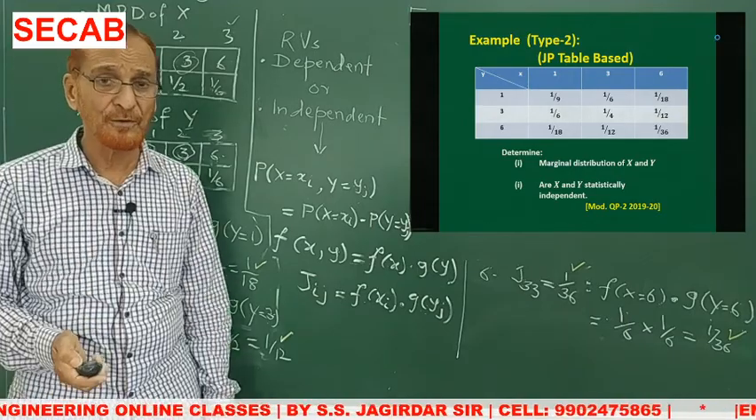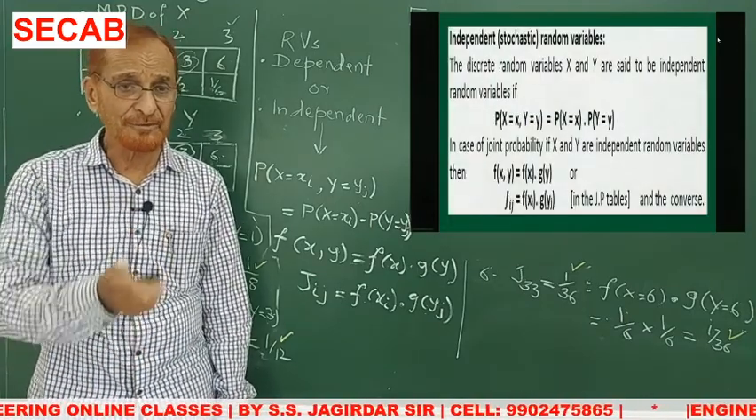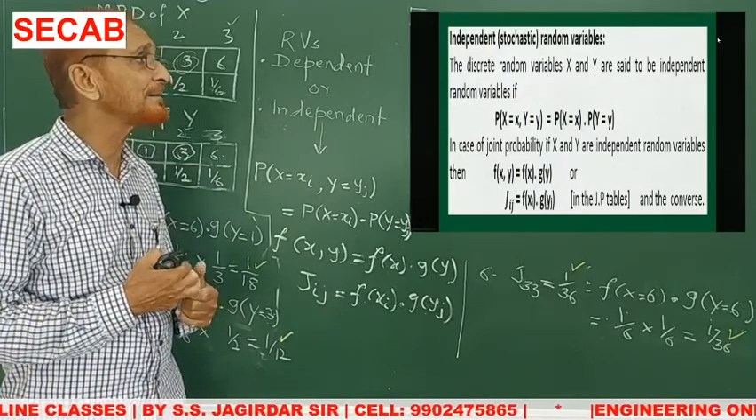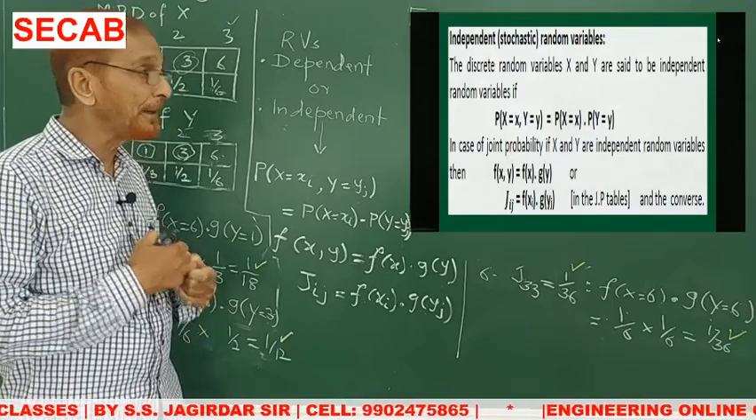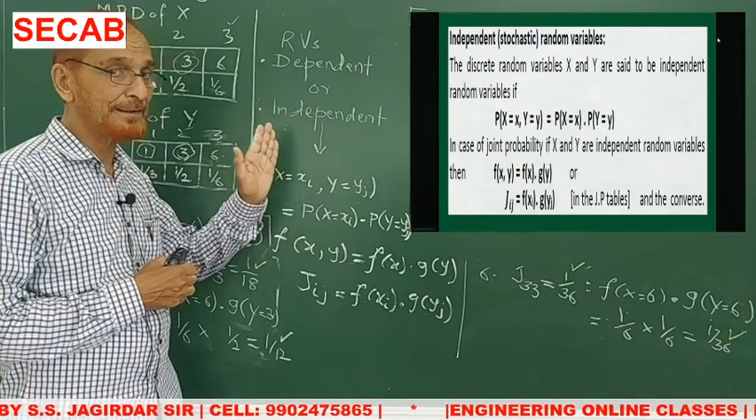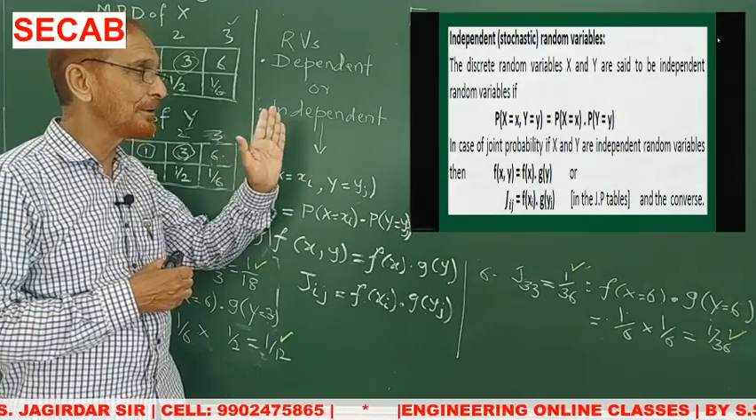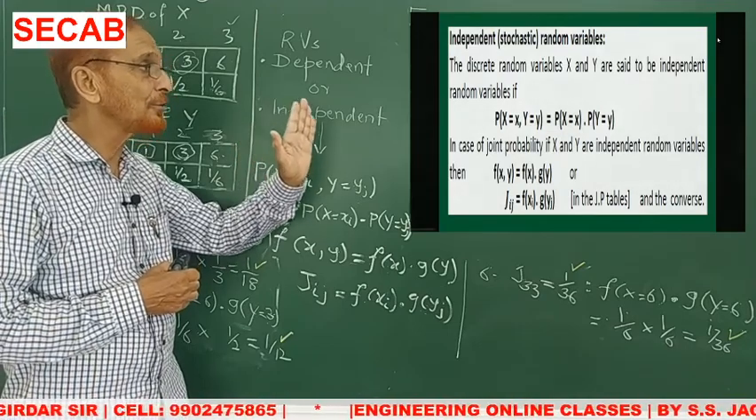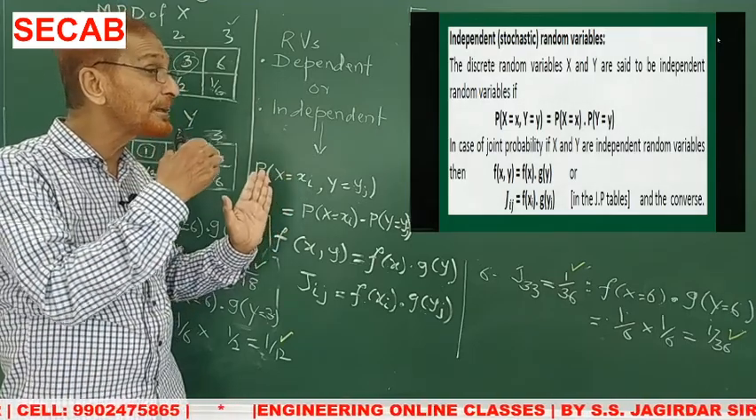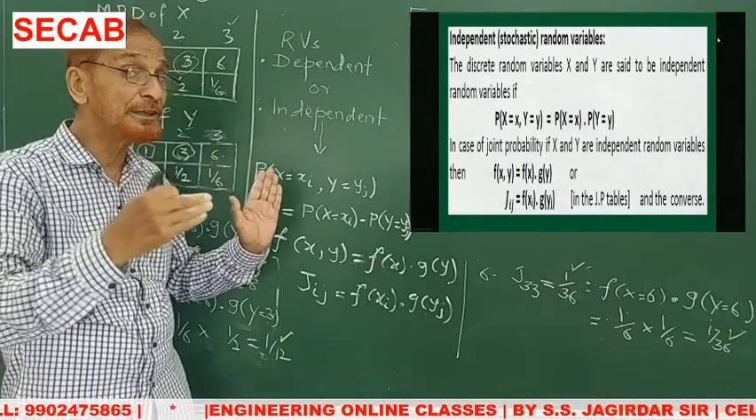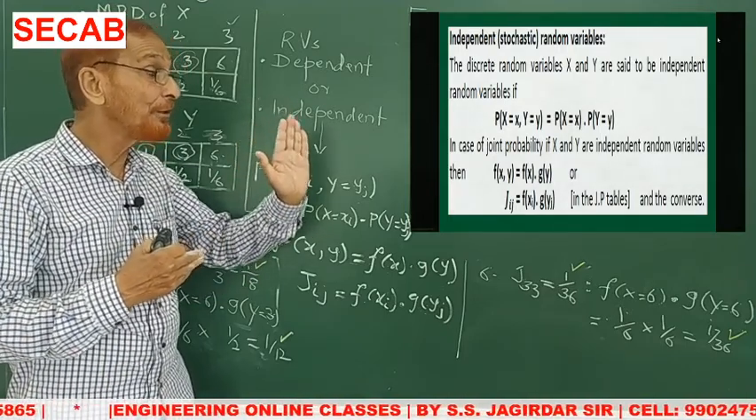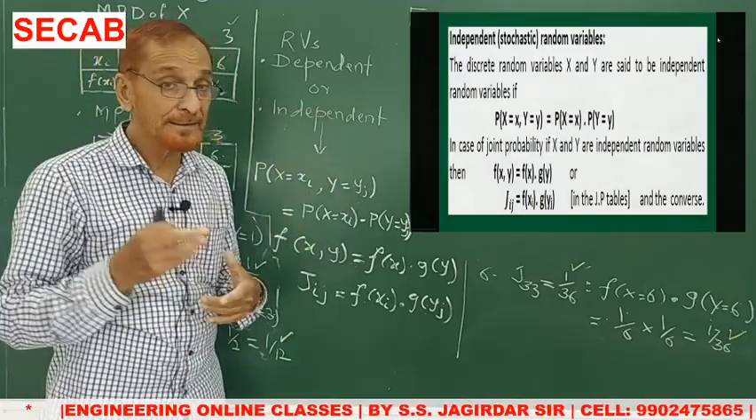But once again, I want to go for the definition. See here what the definition says. The discrete random variables x and y are said to be independent random variables if the joint value, P(X = x, Y = y), must be equal to the product of the individual probabilities, that is, P(X = x) into P(Y = y). So this definition we have taken.